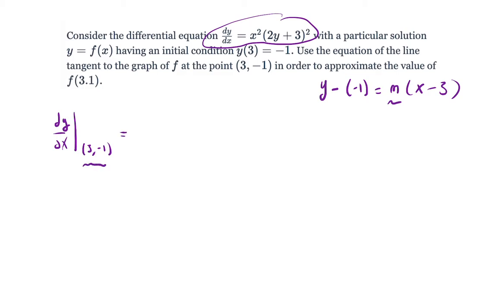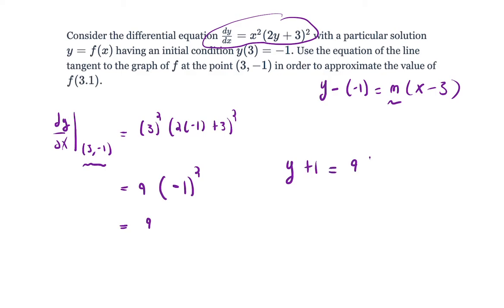The reason you list the point, and what makes differential equations interesting like I said, is that the derivative depends on both x and y. So it's not just at any x value. The derivative changes depending on where you are up and down. So these aren't just lines anymore, right? These are a little bit more complicated. And so what we'd have here, we'd have 3 squared times 2 times negative 1 plus 3 squared. We'd have 9 times, this is going to be negative 1 squared, and so we'd have 9. So we'd have y plus 1 equals 9 times x minus 3.